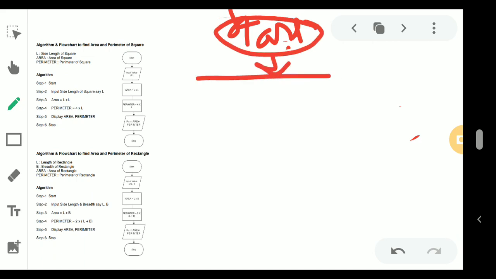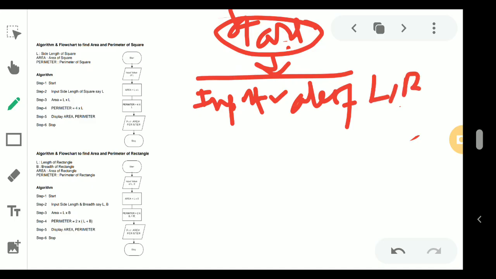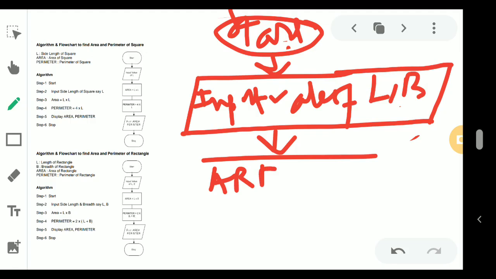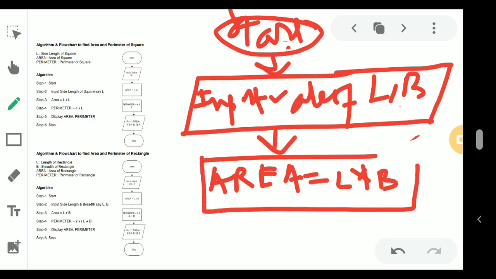Start, then take input, the values of L, B. Right now I am completing the parallelogram. Now we are calculating the area. Area equals L into B. It is a rectangle box. Okay, up to this clear?